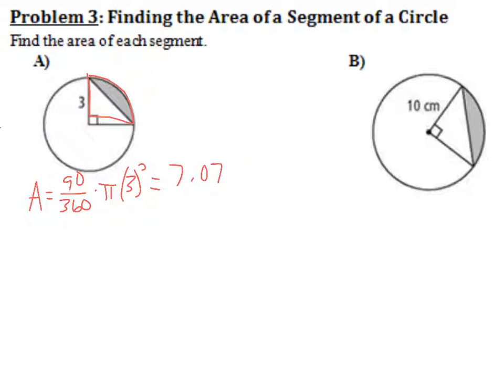Next thing I'm going to do is find the area of this triangle right here. Now this is a right triangle, so the area of the triangle is 1/2 base times height. I know that this is my base and height because those are both radius of my circles, and if my one radius is 3, then the other one is as well. So if I type that in, 1/2 times 3 times 3, I should get 4.5.